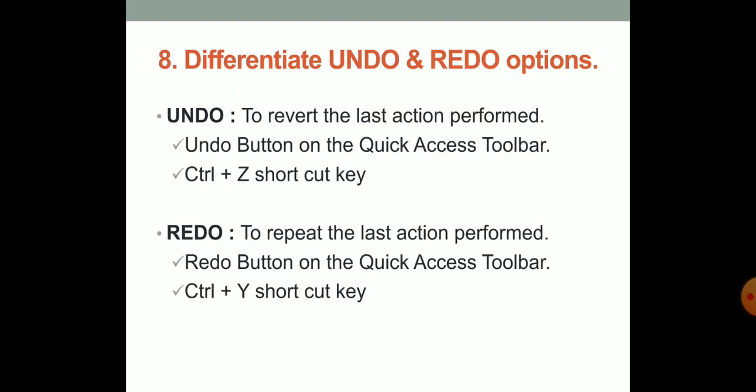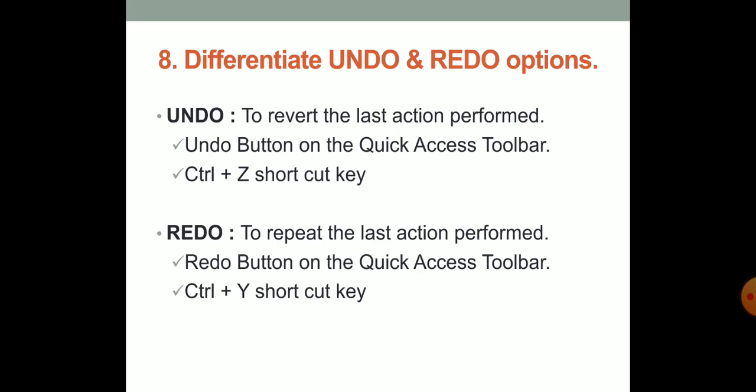Coming to the eighth question. Differentiate undo and redo. Undo means to revert the last action performed. You are going to go back to the previous action. That is, you are going to skip the action which you performed now. So you are going to go back. So reverse the last action performed. You have to click on the undo button on the quick access toolbar or you can use Ctrl plus Z as the shortcut key.